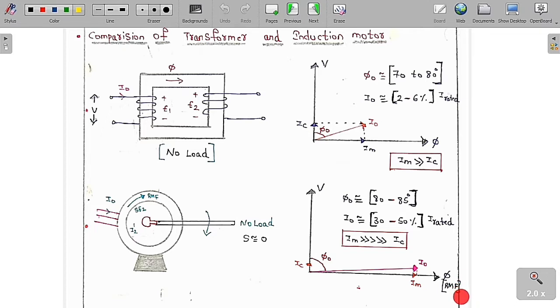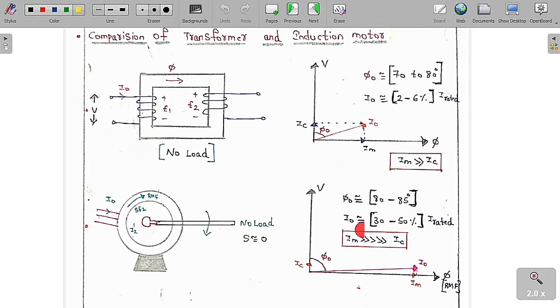Here flux phi is nothing but the rotating magnetic field in the stator. Now if I take this current I0, this is called the no load current I0. If I split it into two parts, one is called the core loss component and the other is the magnetizing component. If you see clearly, phi naught is very huge when compared to the transformer, which is 80 to 85%.